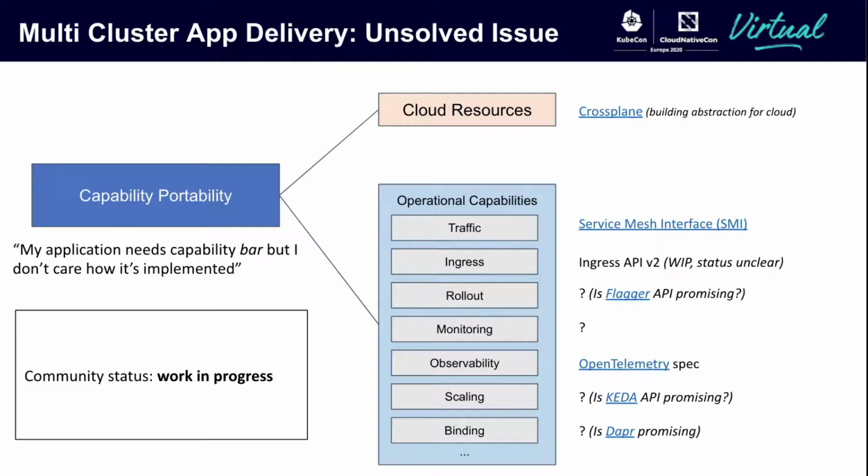Now, I will let my co-speaker share more about the rest of the challenges we want to include in the scope of the application delivery landscape. So please go ahead.